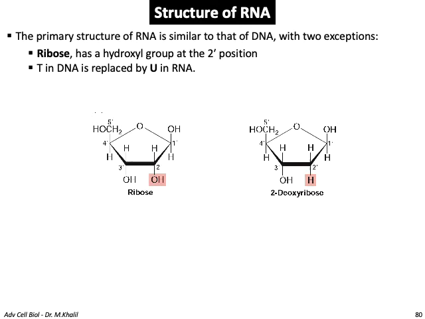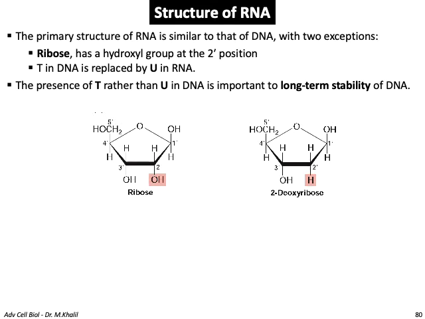If you look closely into the structure of RNA, of course, you don't need to memorize the chemical structure. I'll go fast through this. The primary structure of RNA is very similar to that of DNA, with two exceptions. The ribose has a hydroxyl group at the 2' position, and U in RNA replaces T in DNA. The presence of T rather than U in DNA is important because that provides stability for DNA.